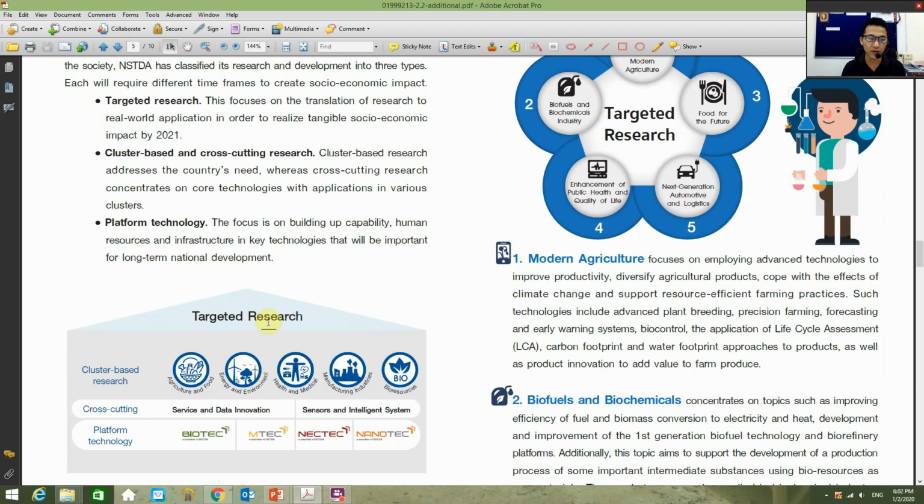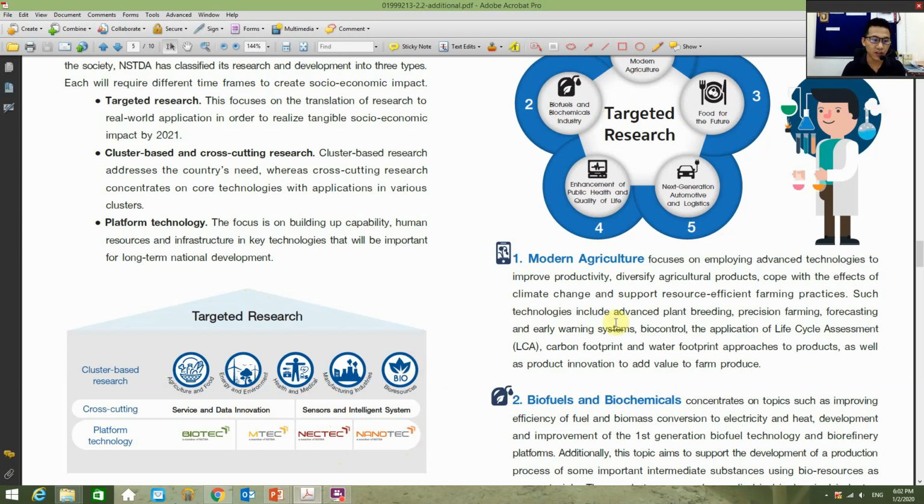This is targeted research there. And you have the cluster-based research, cross-cutting, and then you have platform technology. So you can see this is a whole house, right? And this is the base of the house. We have biotech, medtech, negtech, nanotech that help us to reach the goal.